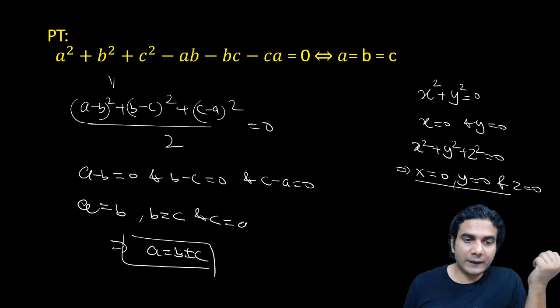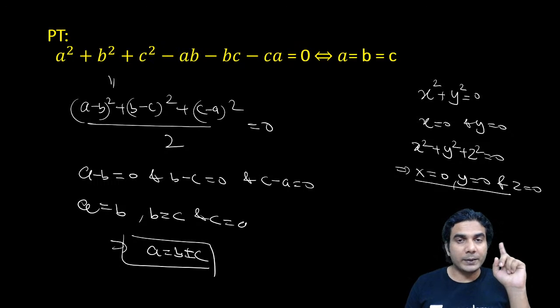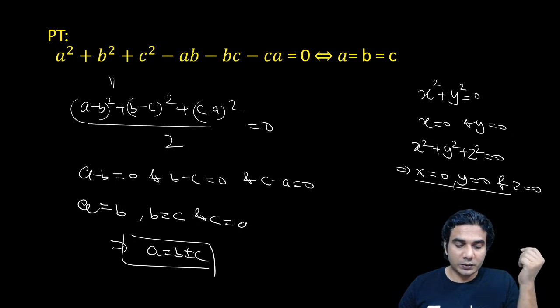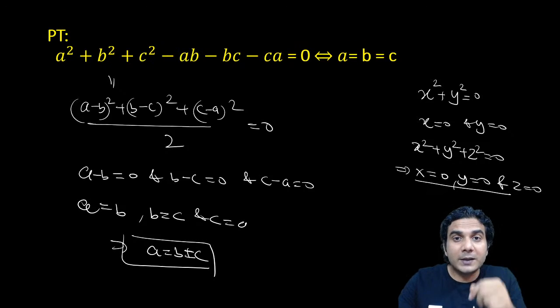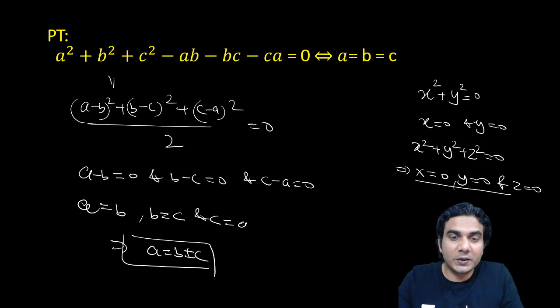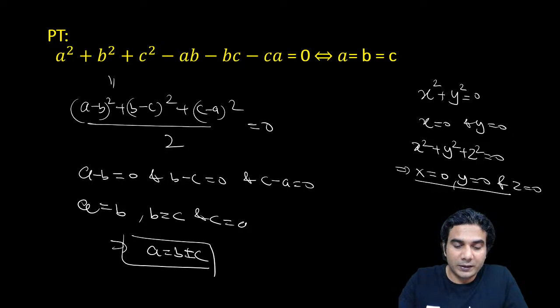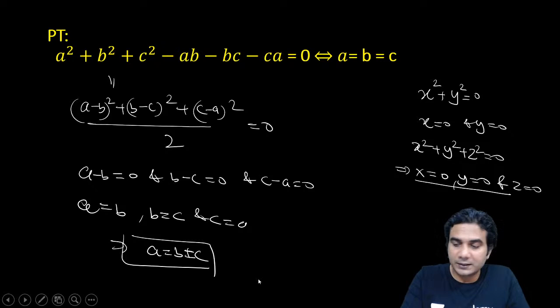So remember this, this is a very important expression, or you can call it an equation also. Whenever you have this equation a square plus b square plus c square minus ab minus bc minus ca equal to 0, you can immediately write a is equal to b is equal to c. Alright, so this was the first part.